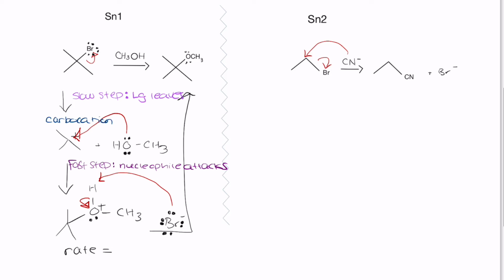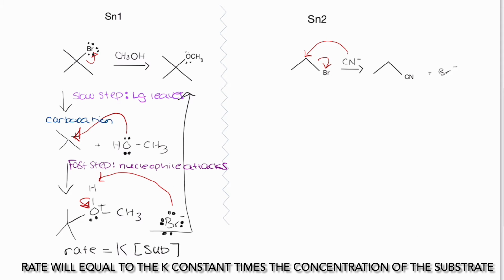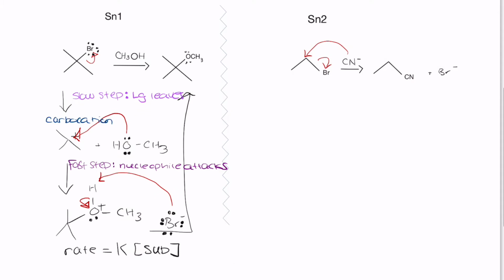If we wanted to write the reaction rate for this mechanism, it would be equal to k, which is the rate constant, times the concentration of our substrate, which I'm going to write as sub. So the rate here depends on one thing. And so that's why this is called an SN1 reaction. The 1 indicates that this is going to be a unimolecular reaction, meaning that the rate depends on one step of the reaction, and that is the slow step.